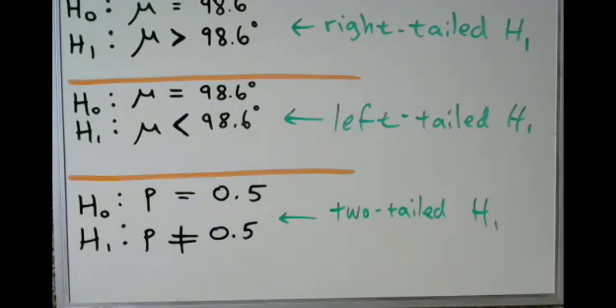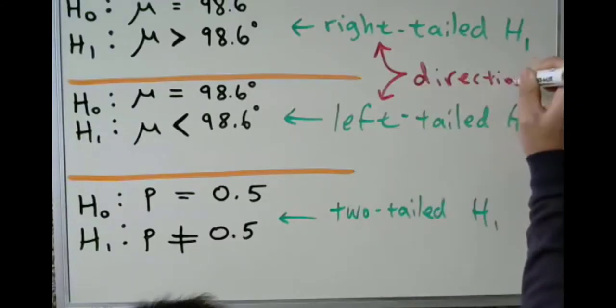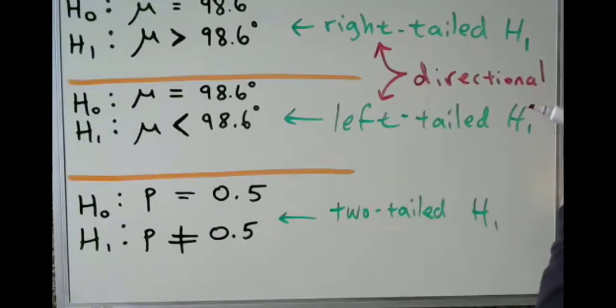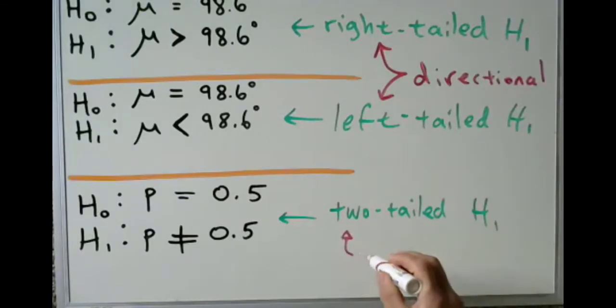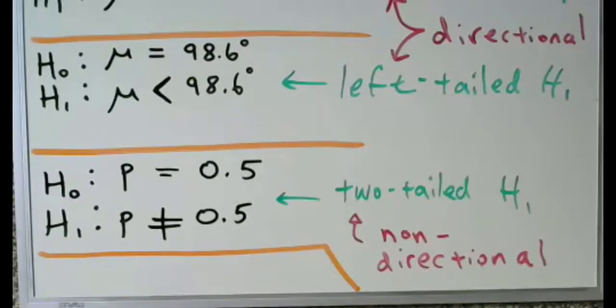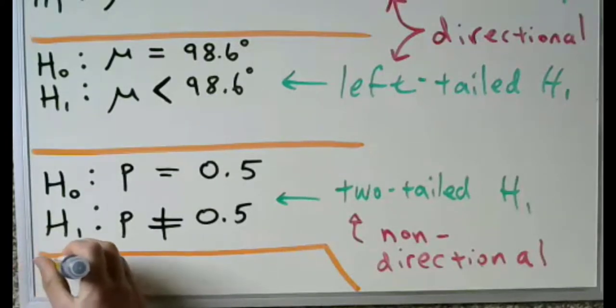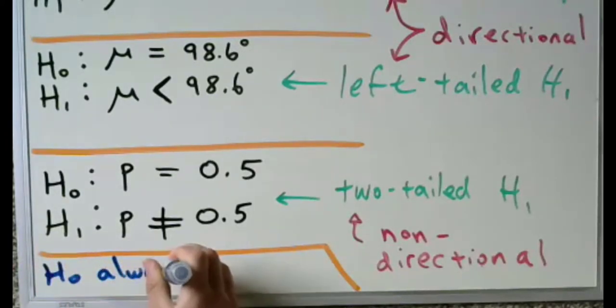The left and right-tailed ones are considered directional. That's another term. So directional refers to either left or right-tailed, but saying left or saying right is a little more descriptive. A two-tailed test is not directional. The alternative hypothesis either has a not equal to symbol, a greater than, or a less than symbol. The null hypothesis always has an equal sign. H0, always with an equal sign.